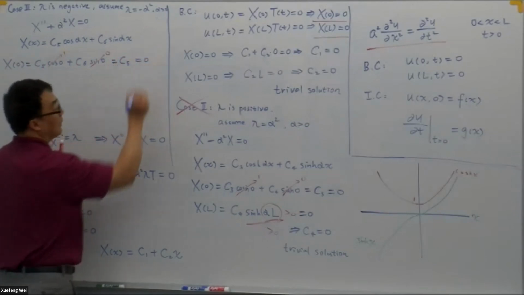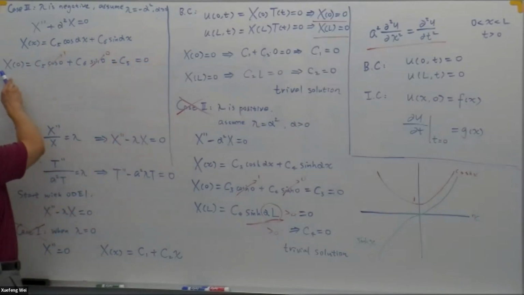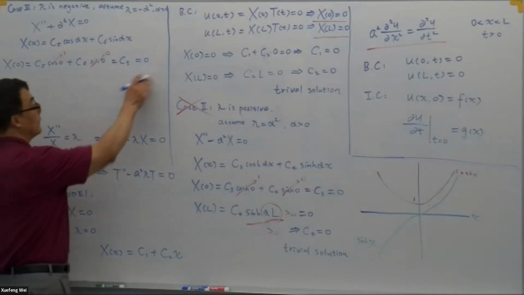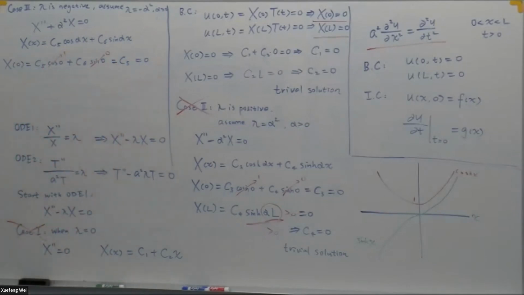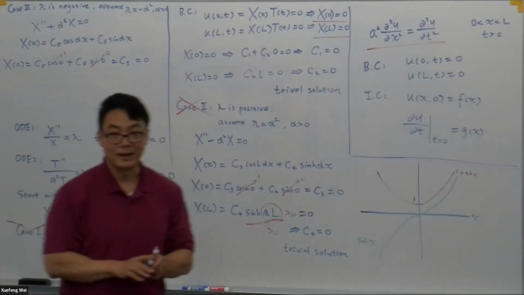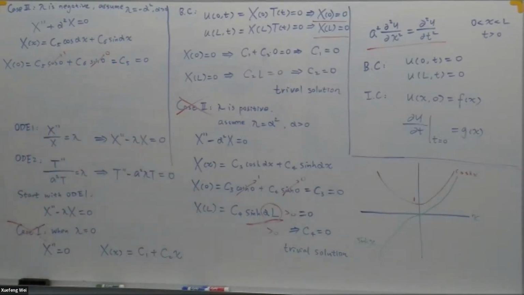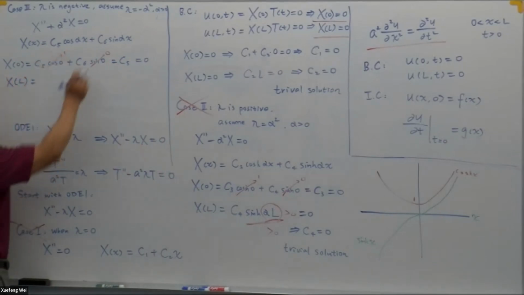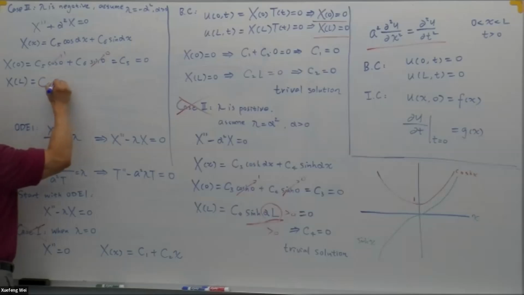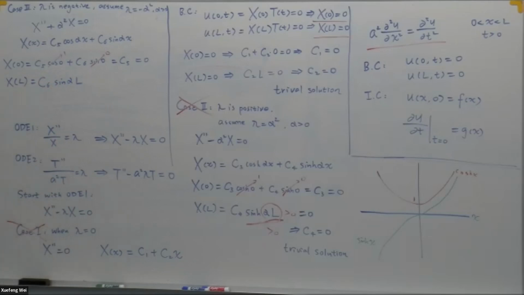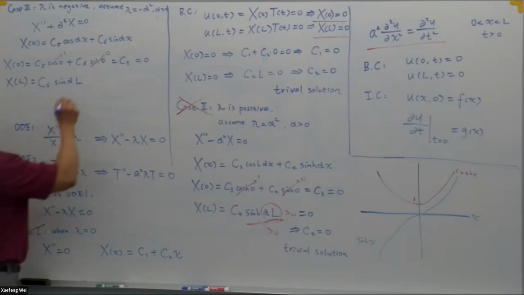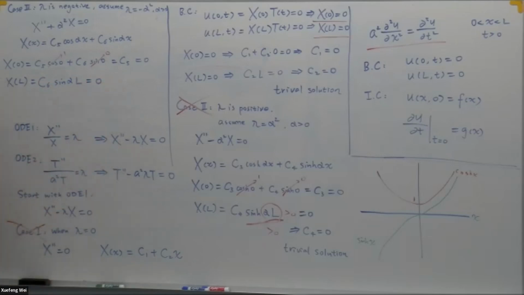And this has to be 0, because X of 0 is 0. Okay, so now we have C5 equals 0. So our only hope is C6 not being 0. I feel like we are repeating precisely the heat equation for this part. Now let's look at X of L. C5 is already 0, so I'm going to write C6 sine alpha L, and this has to be 0. So what should we do?